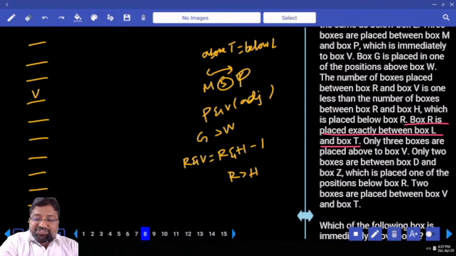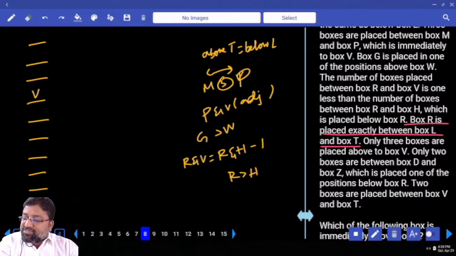Do we have any clues about V? P and V are adjacent. And how many boxes are there between M and P? 3 boxes, right? Let me discuss it once more. Box R is placed exactly between L and T.